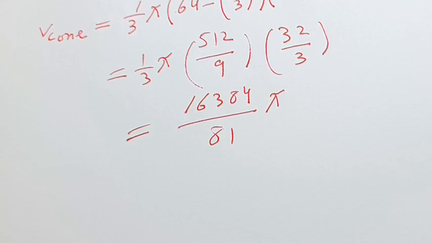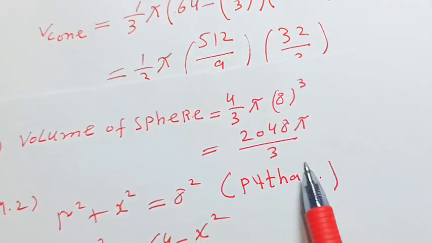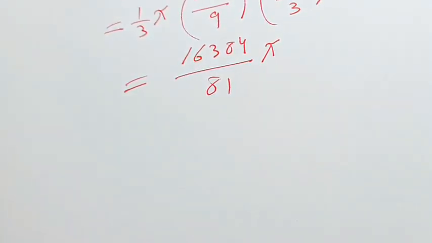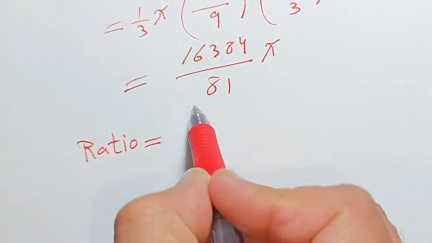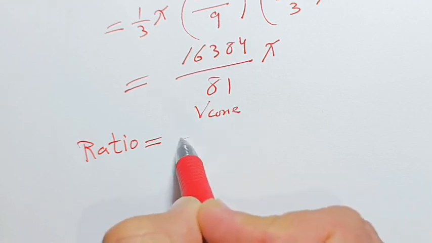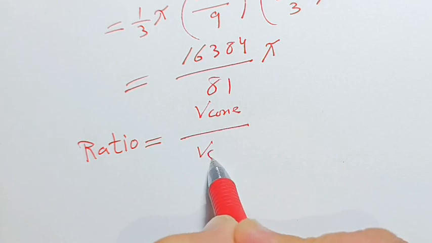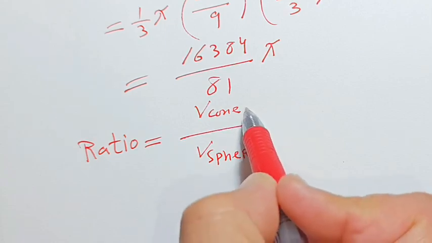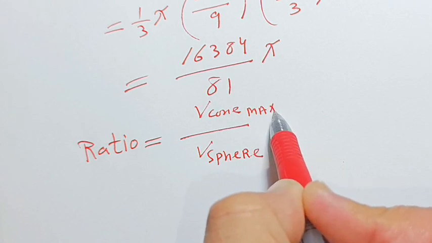Now we need to calculate the largest volume of the cone, which we have now. The volume of the sphere is what we already had earlier, 2048 pi over 3. Remember, this is the volume of the sphere we found earlier. Now we need to determine the ratio. The ratio is the volume of the cone over the volume of the sphere. We must remember the maximum volume of the cone we already found.